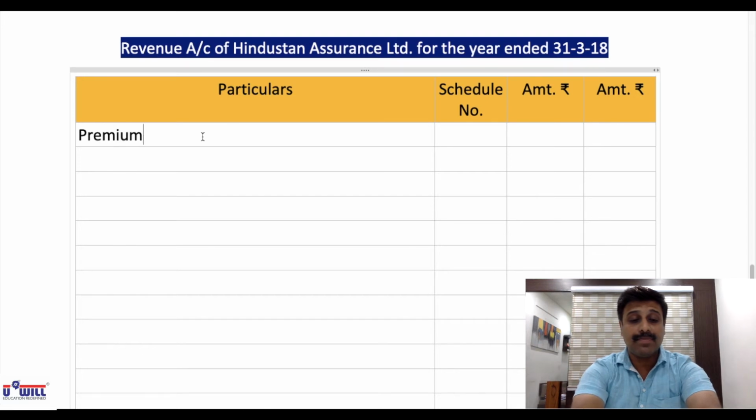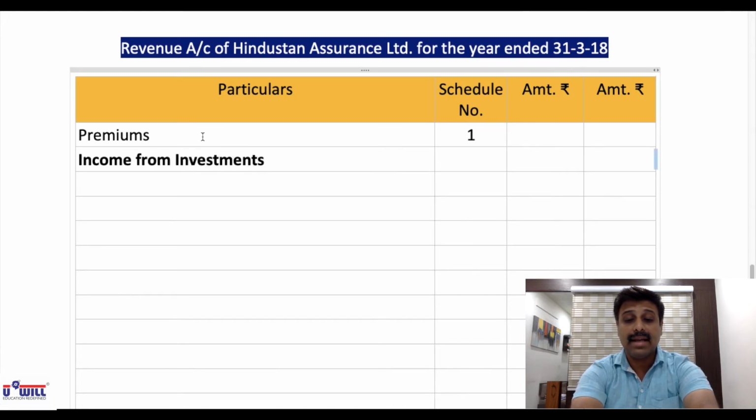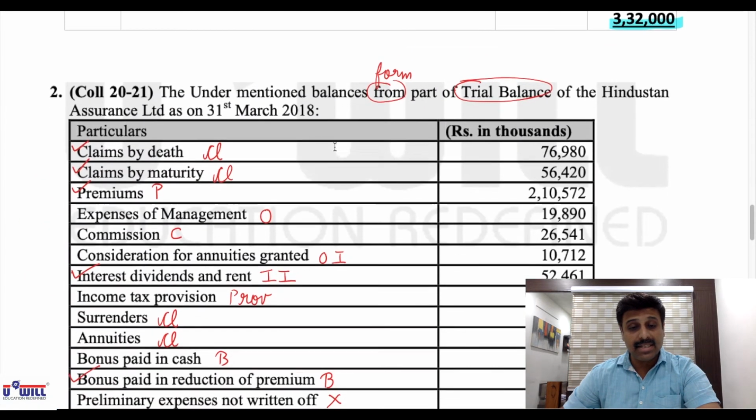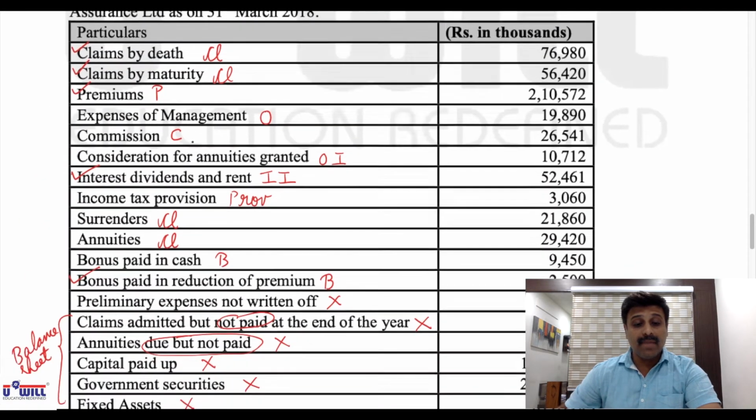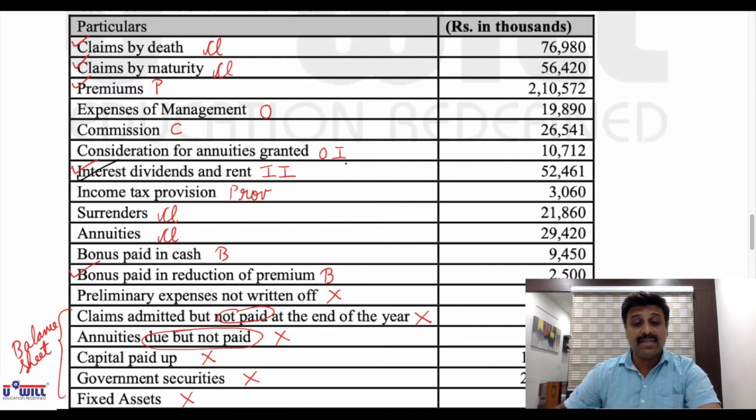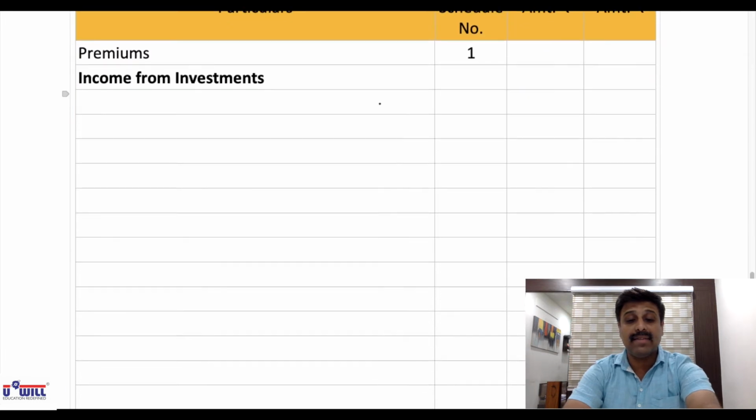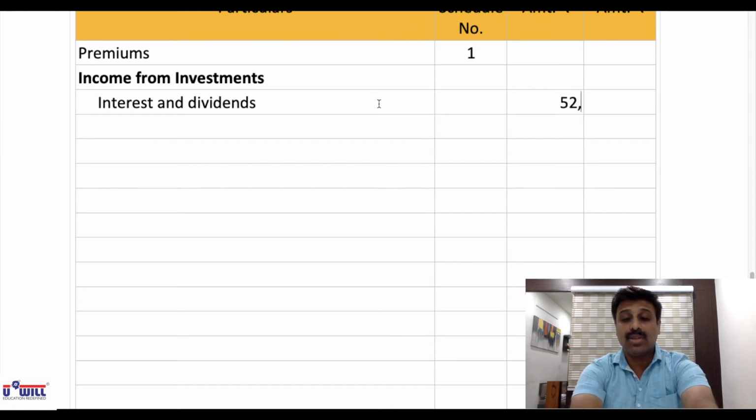First, premiums, that would come in schedule number 1. So right now we don't write anything. Then income from investment. All the items marked as II will be taken into consideration. Look at your trial balance and adjustments both. Income from investment, we have interest, dividend and rent 52461. So write down interest and dividends 52461.